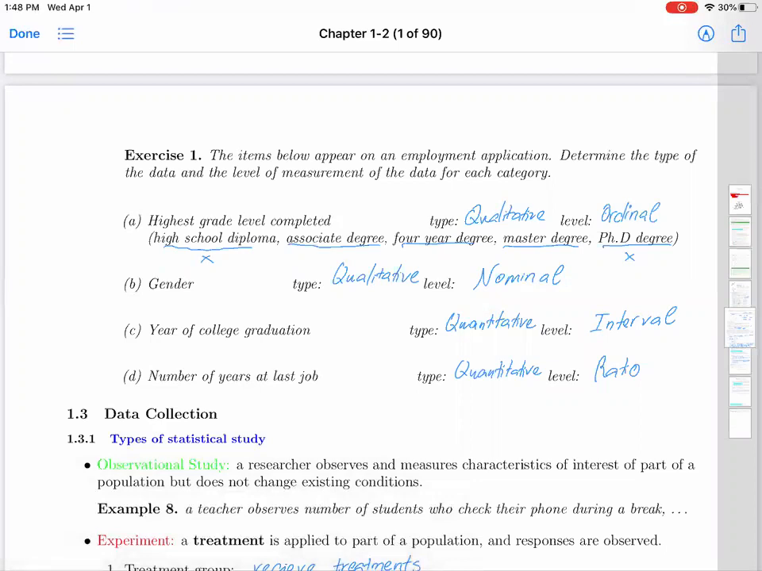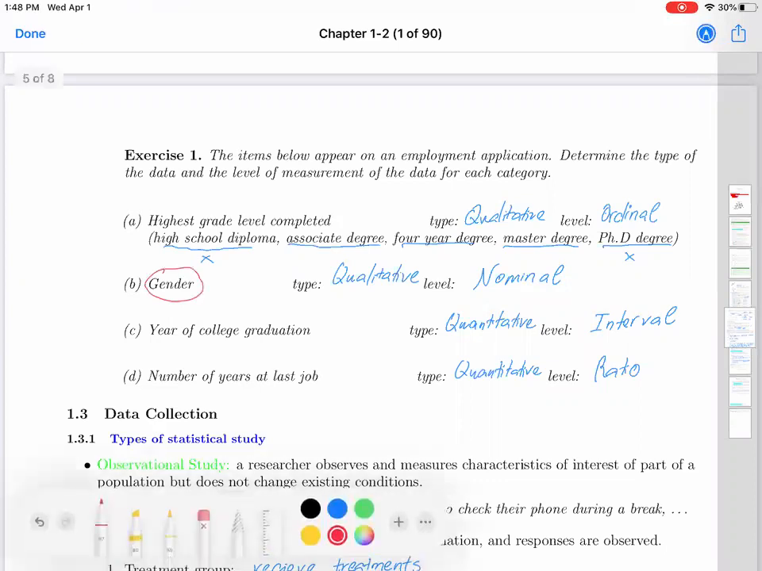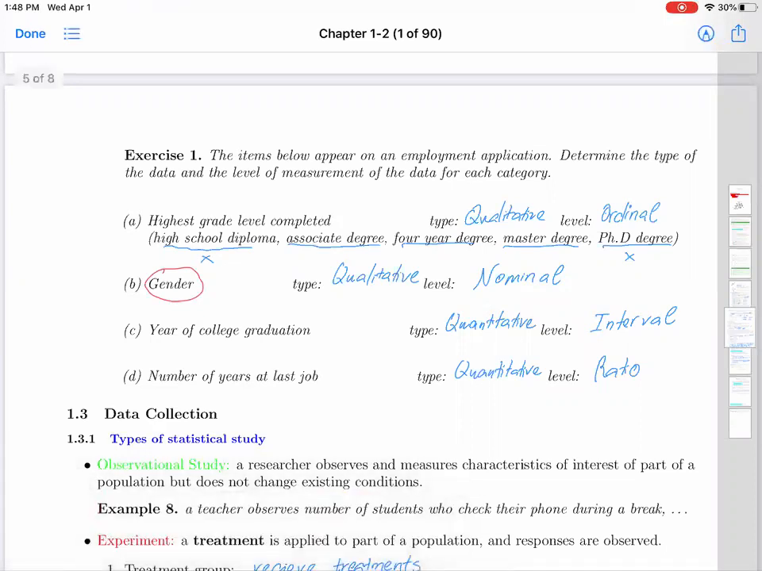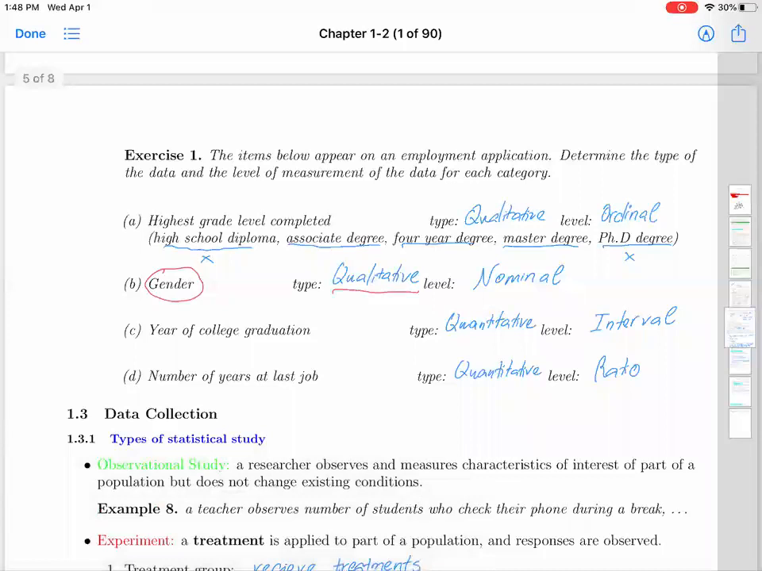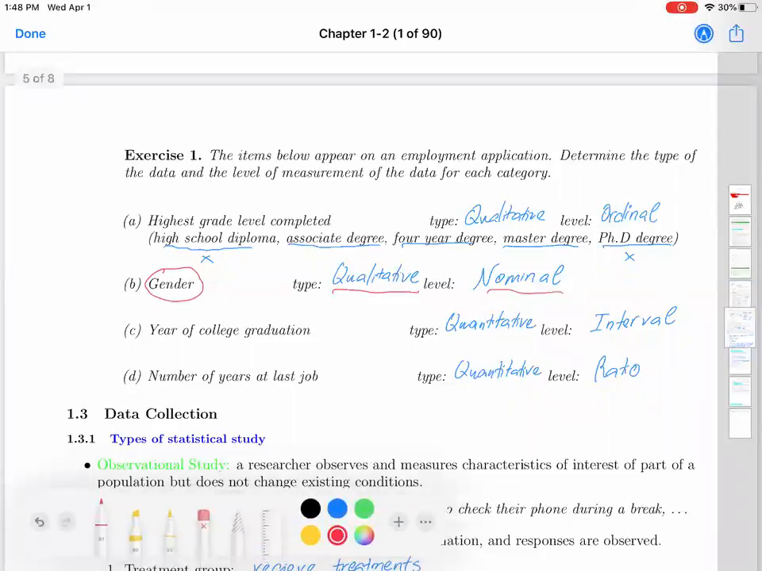And the next entry is gender. I guess for the possible answers for gender, again, no numerical responses will be involved here. That means the data type for gender is qualitative, and there's no ranking among genders. That means the level of measurement for this data is nominal.